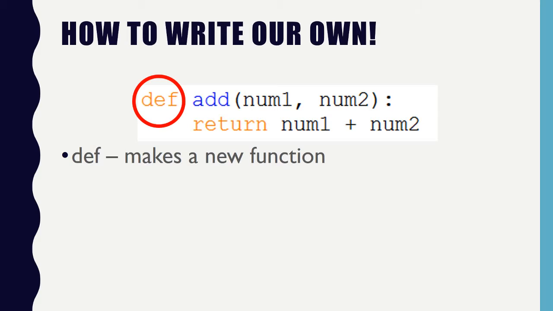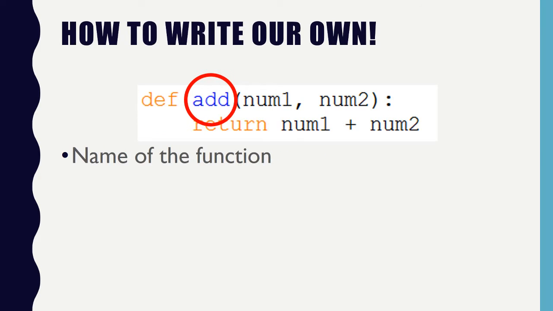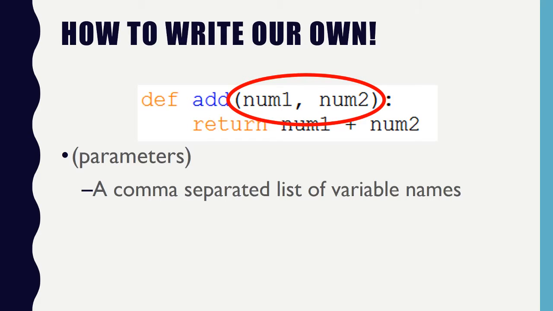Now we start with the def keyword. Def is short for define, and we're defining a function, so it makes sense to start with that. The thing we're defining, we name right after the def keyword, and IDLE is going to turn it blue. So here we're defining the add function. And after the name of the function, you need to have two parentheses, no matter what, even if there's nothing inside of them. But typically, we're going to put a comma-separated list of variable names. Now, these are the inputs that we're going to add together. So num1 and num2 in this example are going to become values based on how we're using add later.